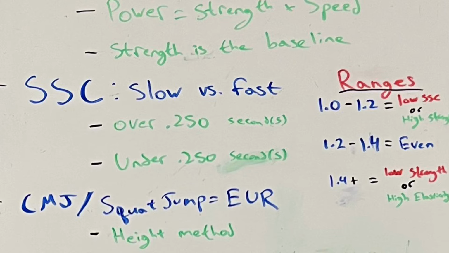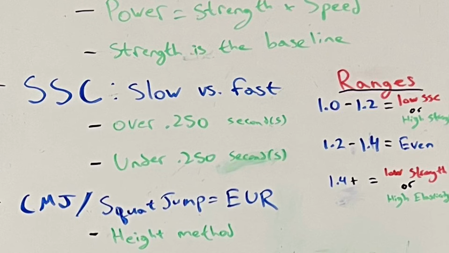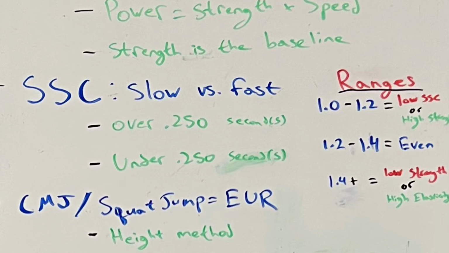So that ratio, dividing the two, gives you your elastic or eccentric utilization ratio. Basically it just tells you how much you are using that eccentric and that stretch shortening cycle, that quick snap down, that elasticity. How much are you using that?